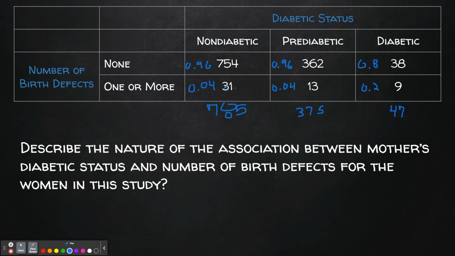And again, as we look across these columns, you'll notice the first two are the same and the third one is very different. So this also supports that there is an association between diabetic status and number of birth defects.